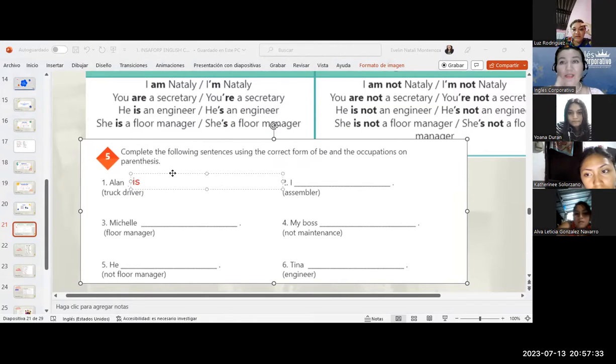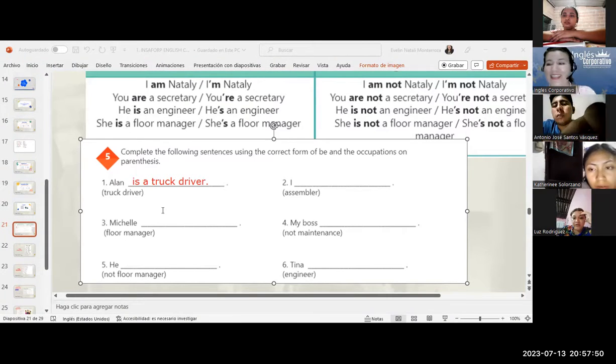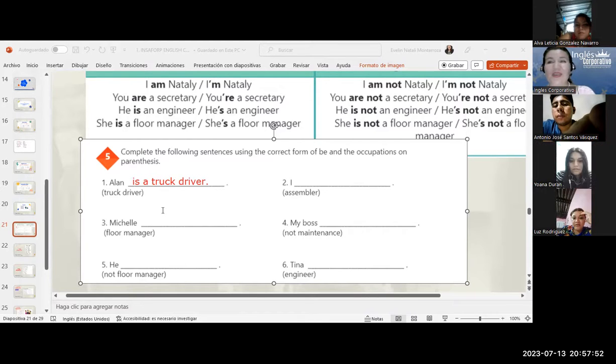Acuérdense que antes de la profesión ponemos a o an, que significa una. Okay? Alan is a truck driver. Right. ¿Y por qué no le ponemos an? Porque comienza con consonante. Exactly. No es vocal. Porque empieza con consonante, porque no es vocal.